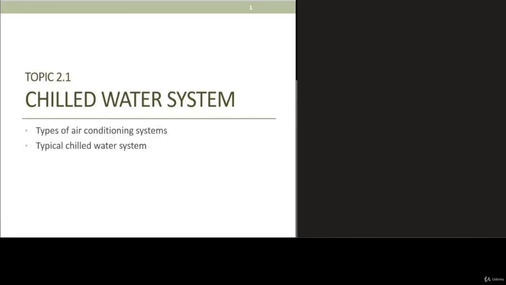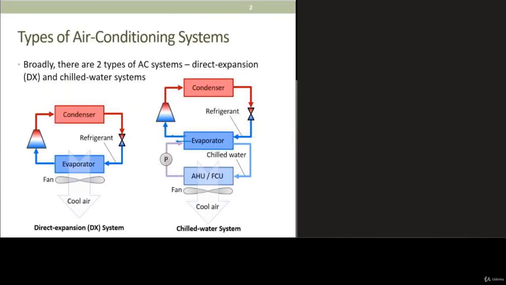Welcome to topic 2.1. In this topic, you will learn about the different kinds of air conditioning systems that exist in a building, as well as the most common type of cooling system, that is the chilled water system. So basically, there are two types of aircon system. We can classify them as direct expansion, in short DX system, or a chilled water system.